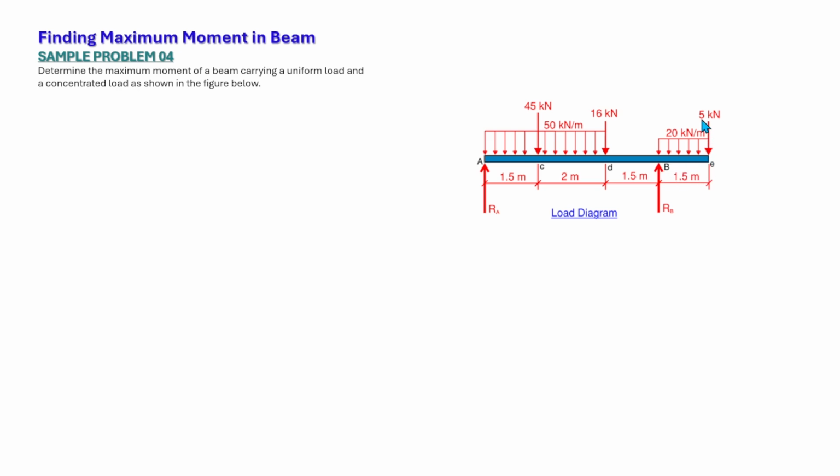And we have a 5 kilonewton load applied at the free end of the cantilever end. And from point A to B, we have a concentrated load of 45 kilonewtons applied at point C and 60 kilonewtons applied at point D. So let's get started with our solution.